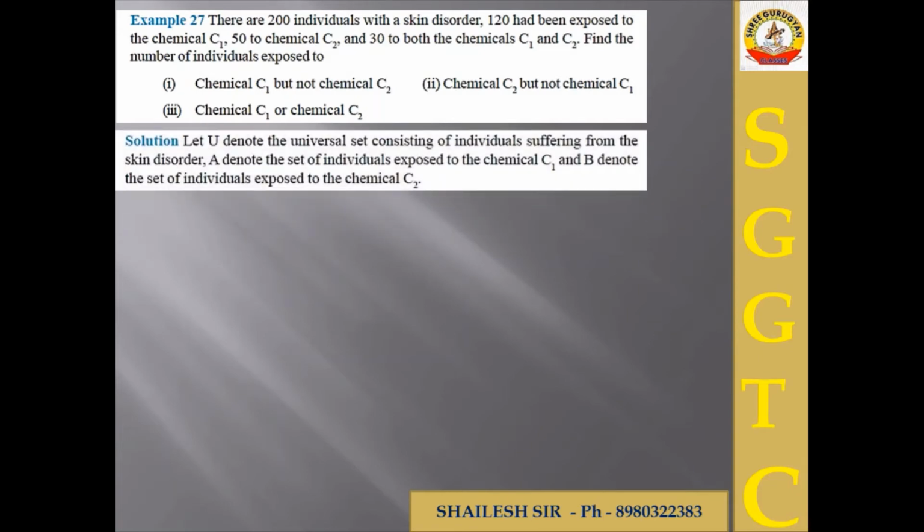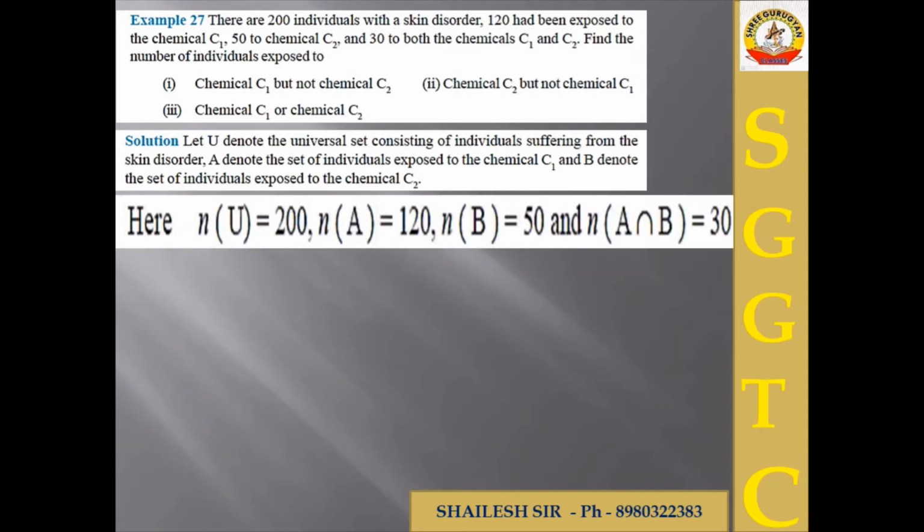So here I consider U as the universal set consisting of the individuals suffering from the skin disorder. A denotes those exposed to the chemical C1, and B denotes the patients exposed to the chemical C2.